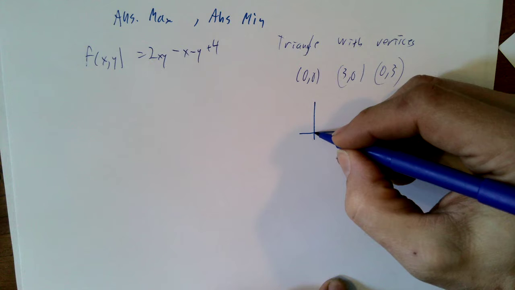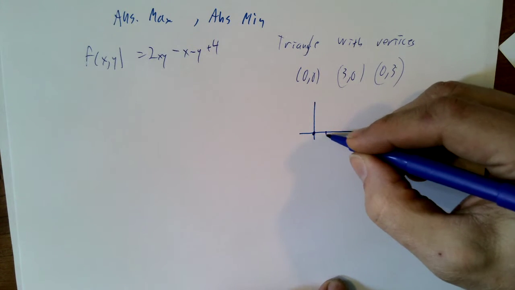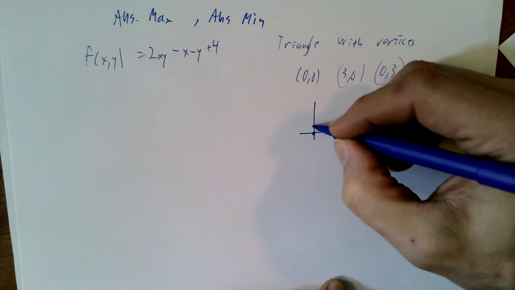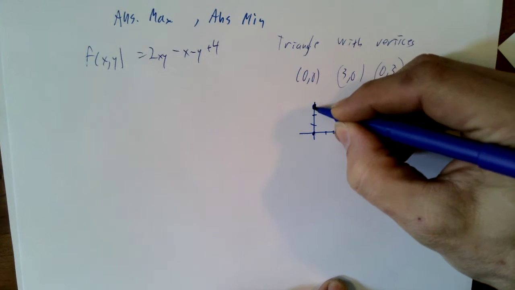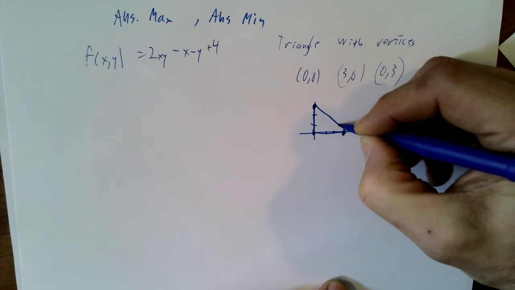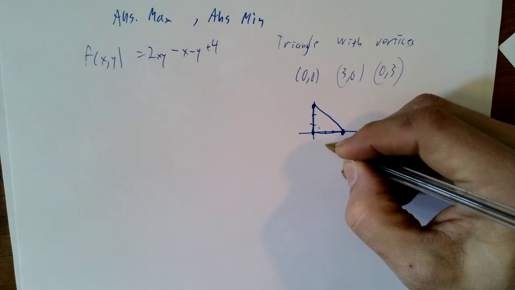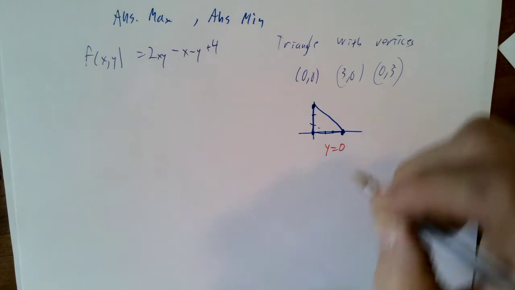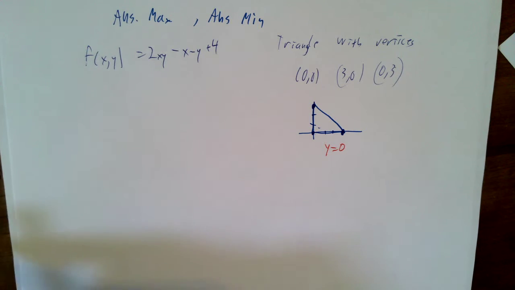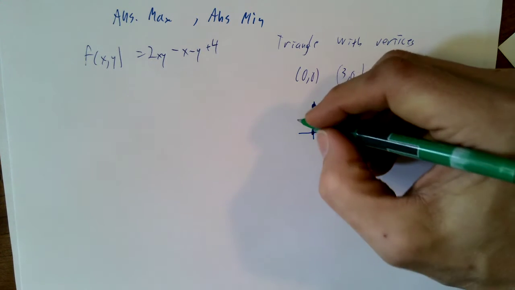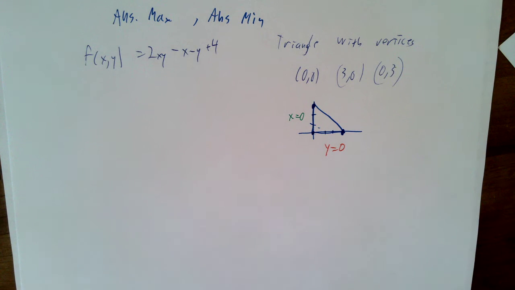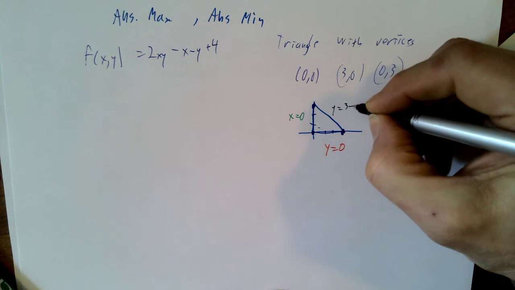This is given the vertices, so I just want to make the picture so I can follow what's happening. But this is a nice simple triangle out here we're interested in. And so think about what each of these lines are. That's the line y equals 0 for those certain x values. This is the line x equals 0. And the diagonal there, that would be y equals 3 minus x.